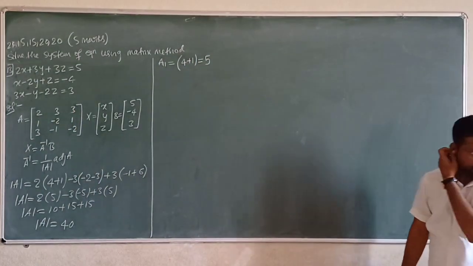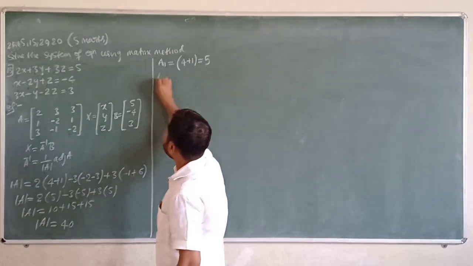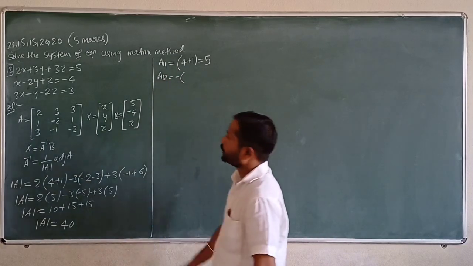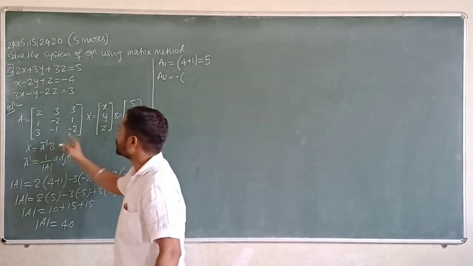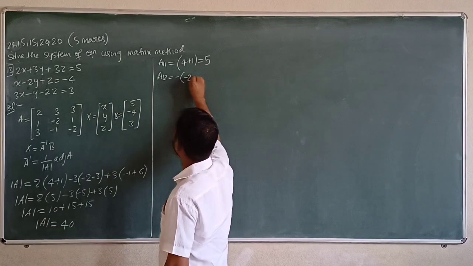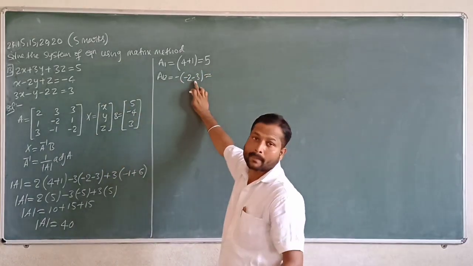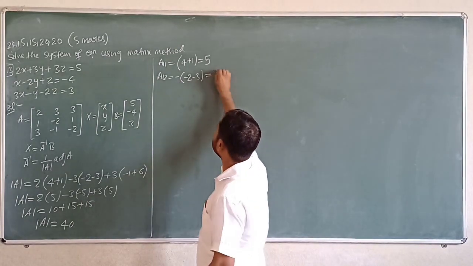A11 is over. Go for A12. A12 is negative. First row, second column, then 1 into minus 2, minus 2, plus into plus plus, plus into minus minus, 3 1s are 3. See here: minus 2 minus 3 is minus 5. Minus 5, with the minus sign outside, becomes plus 5 now.